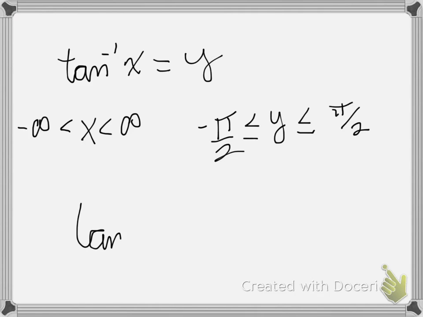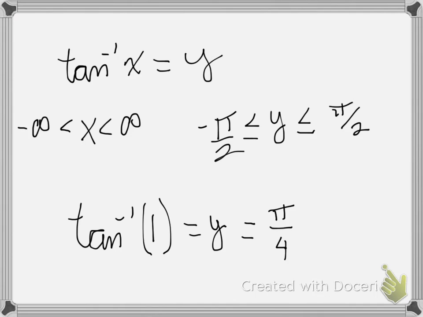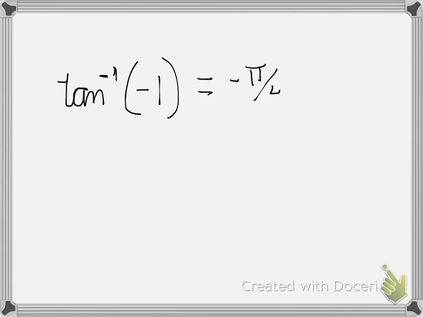If we asked what was the inverse tangent of 1, right? In other words, if we had an angle and we took the tangent of it, what would give us 1? Well, that would be pi over 4 radians. Okay. And similarly, what was the inverse tangent of negative 1? Well, that equals negative pi over 4. Okay.